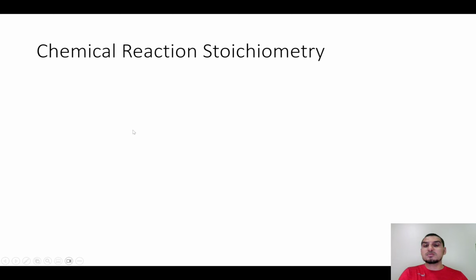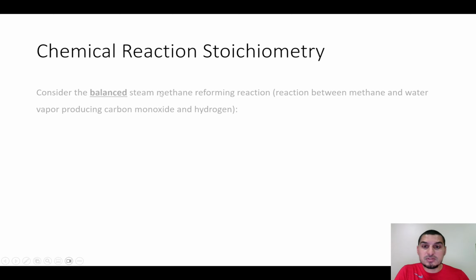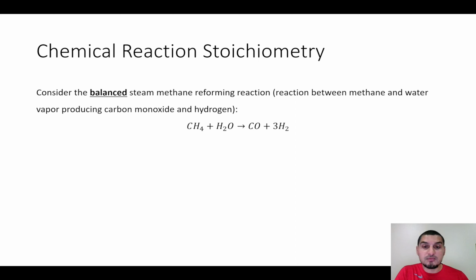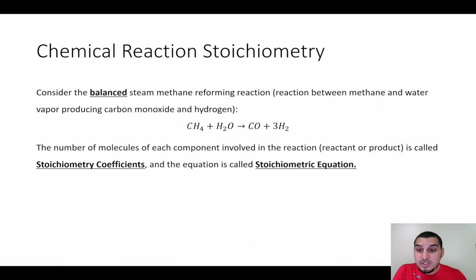So the first thing is what we call the chemical reaction stoichiometry. The stoichiometry is a term that's commonly used to refer to the balance of the equation, meaning that if you have an equation like this, the equation is a reaction between methane and water to produce carbon monoxide and hydrogen, and it's clear from the equation that there are some numbers that are not written. If it's not written, then it means it's 1 molecule of methane reacts with 1 molecule of water to produce 1 molecule of carbon monoxide and 3 molecules of hydrogen.